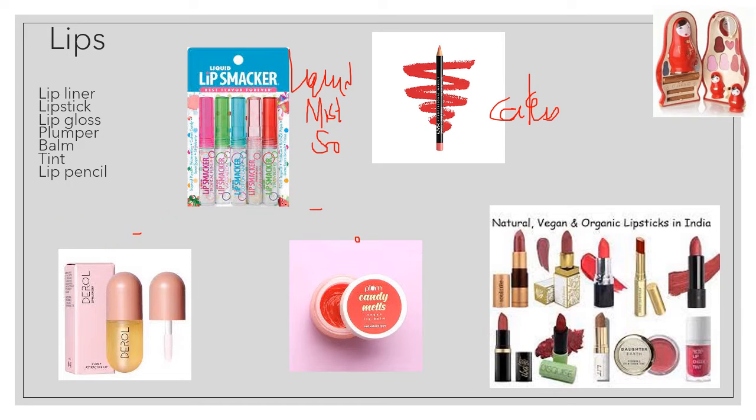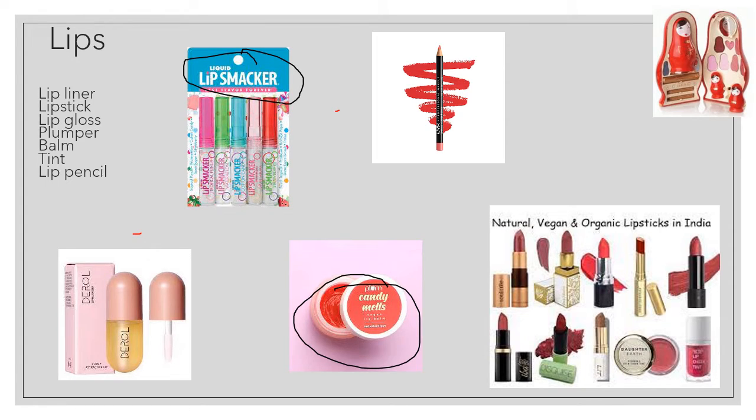So these are formulations: lip balm, lip plumper, lip gloss, lipstick, lip liner, lip pencil. And these are images for the same. This is a lip smacker. This is a lip balm. These are all natural, vegan, organic lipsticks available.